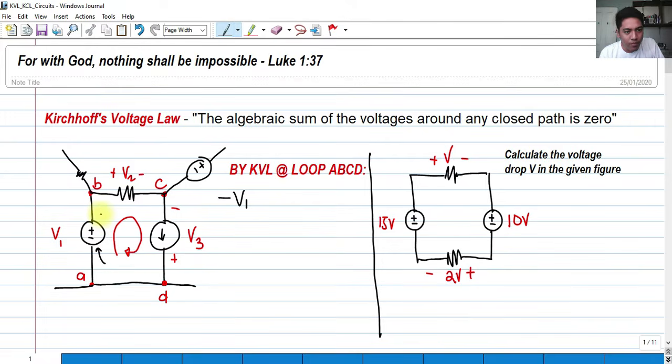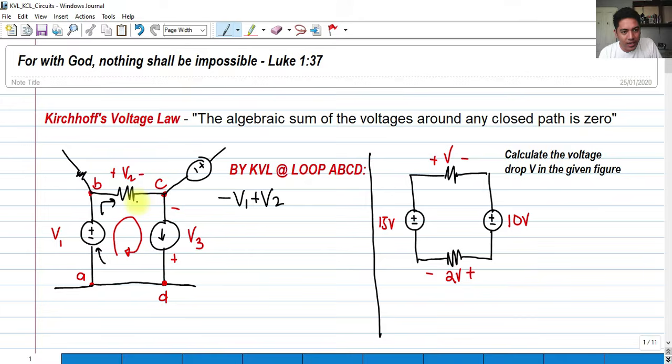Okay? We continue the loop. Now, the current here actually enters the positive side of the voltage V sub 2. That's the voltage drop at the resistor. So this is not the resistor value, but this is the voltage drop on the resistor V sub 2. So it enters the positive side of the resistor. So this should be plus V sub 2.